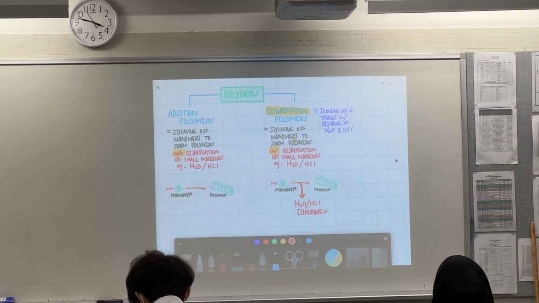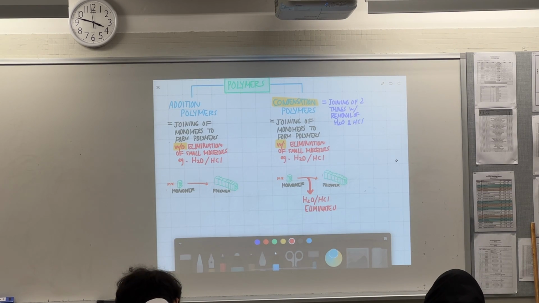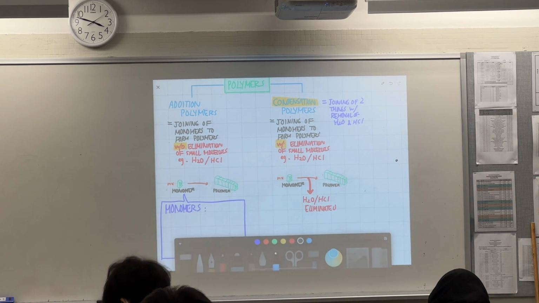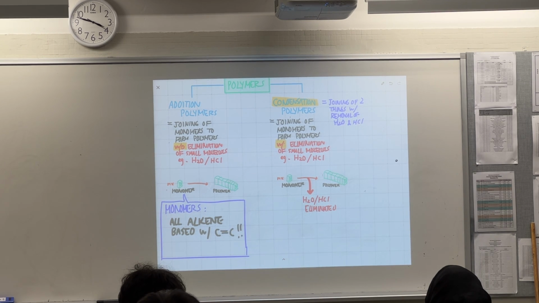The next standout feature is the monomers of addition polymers and condensation polymers. Write them down now. The monomers here, what characteristics do they have? They are all alkene based, always, meaning they all have the CC double bond. This is a hallmark feature of the monomers in addition polymer.